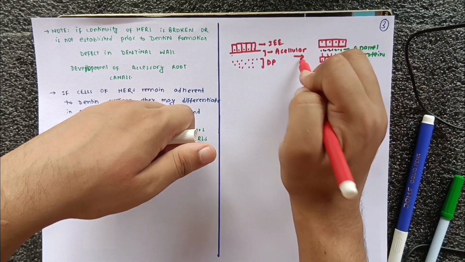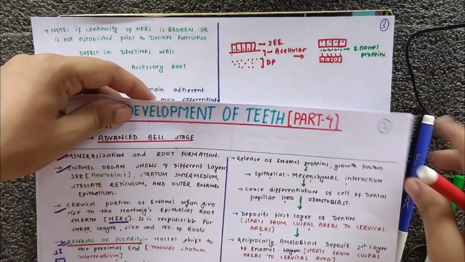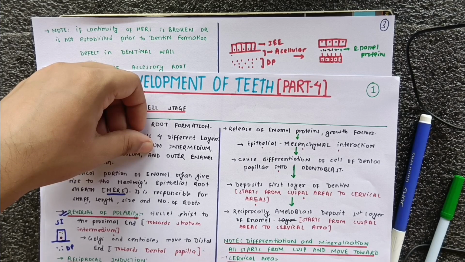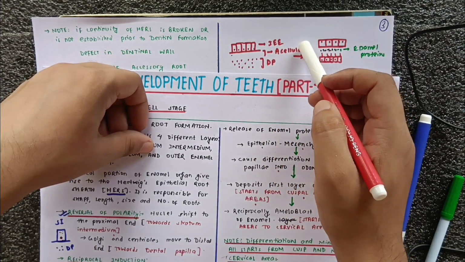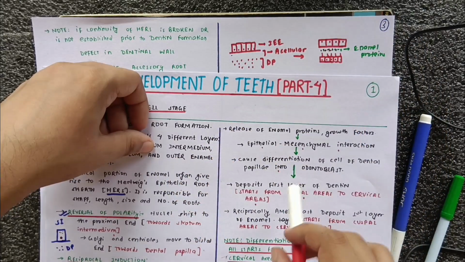Okay, so this is forming like this. As I have written here, I will explain by this picture. First of all, this inner enamel epithelium is differentiating into the ameloblast, and that is reciprocally done by this odontoblast.